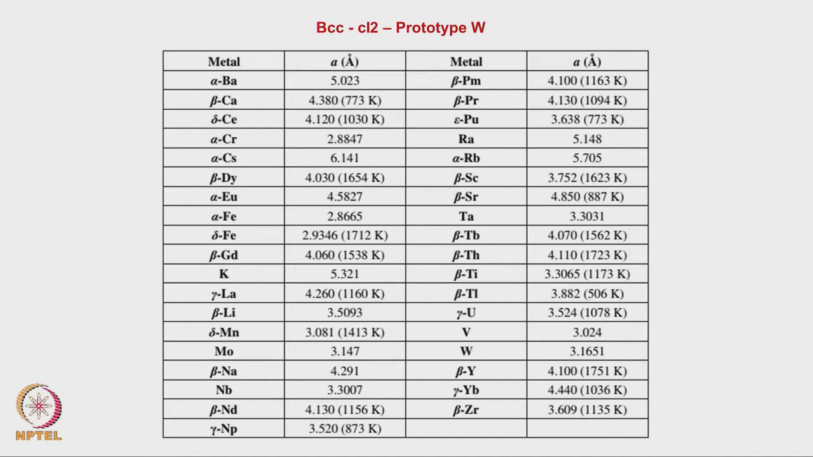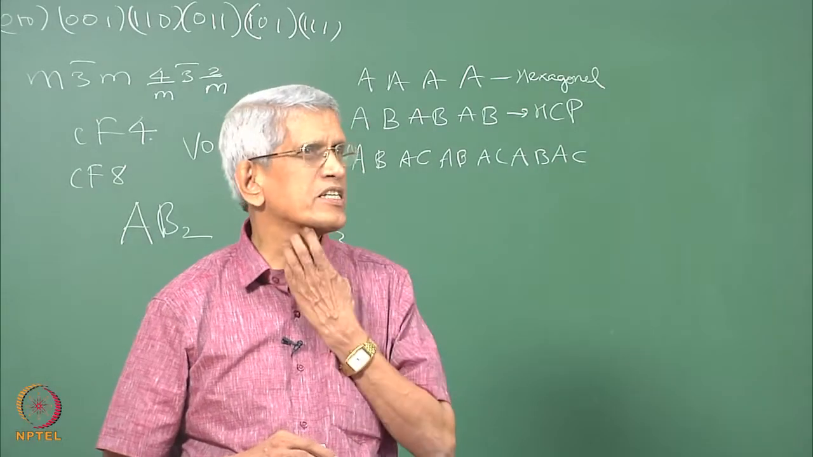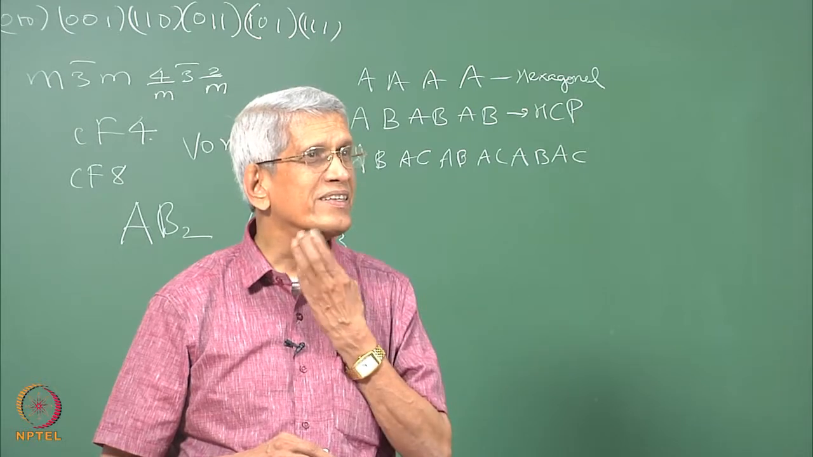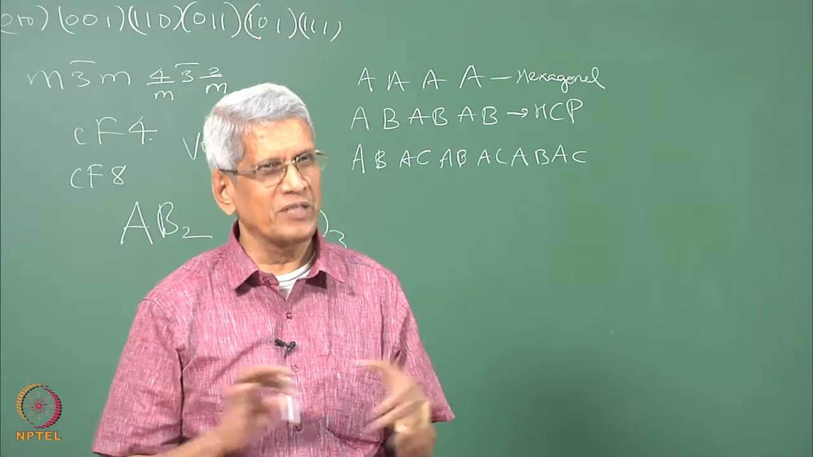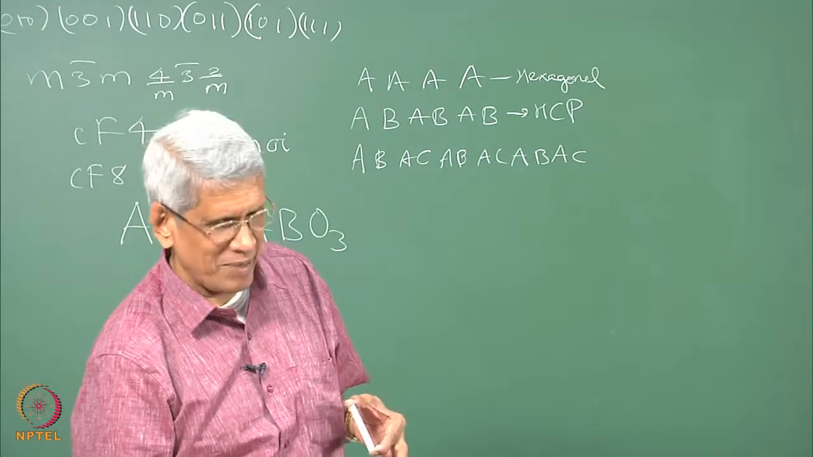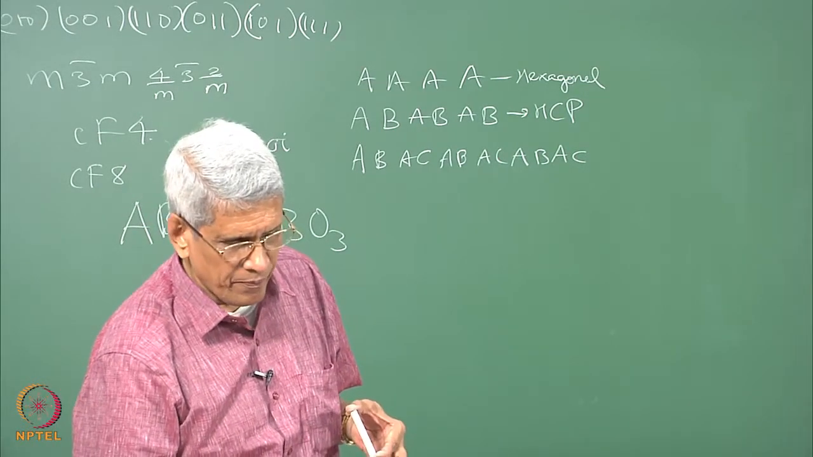Very few go into tetragonal structure. The simple cubic structure, only one element goes. Which one? Polonium. That is the only element which takes a simple cubic. That is the rarest one as far as the elements are concerned.